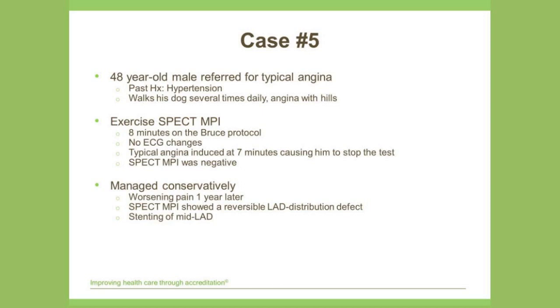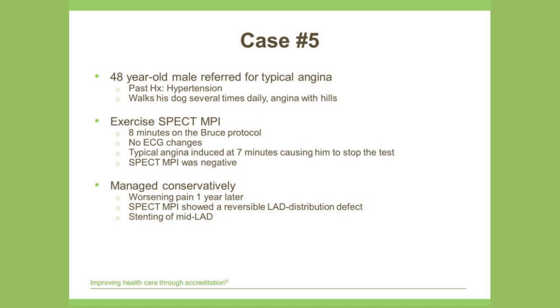So in case number 5, we have a 48-year-old male referred for typical angina, with a past history of hypertension. He walks his dog several times daily, but has angina with hills. He went 8 minutes on the Bruce protocol with no ECG changes. He had typical angina at 7 minutes, causing him to stop the test.